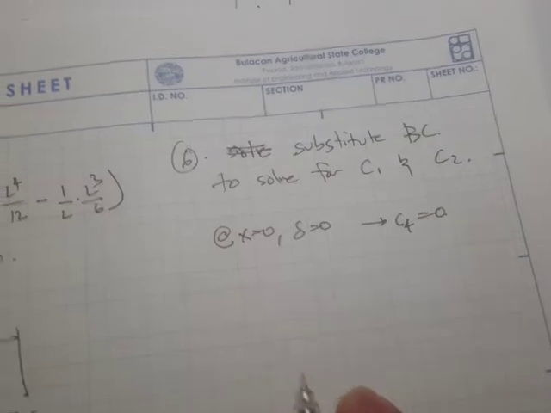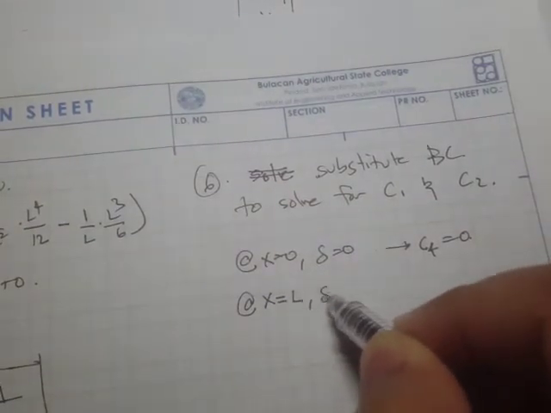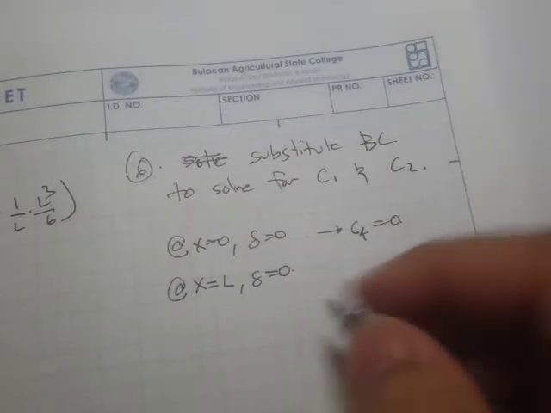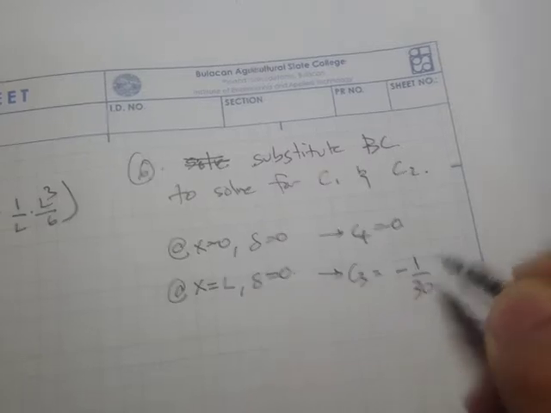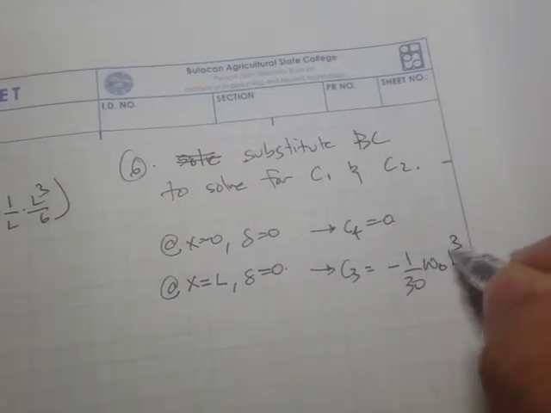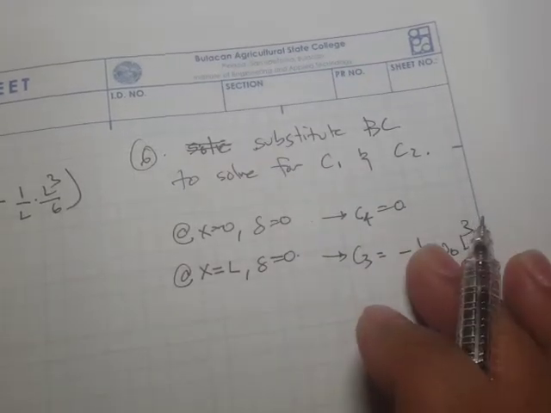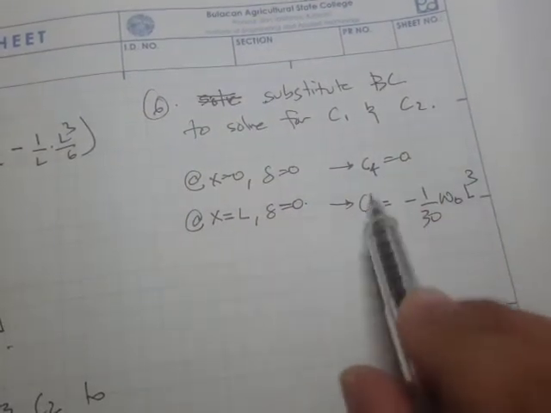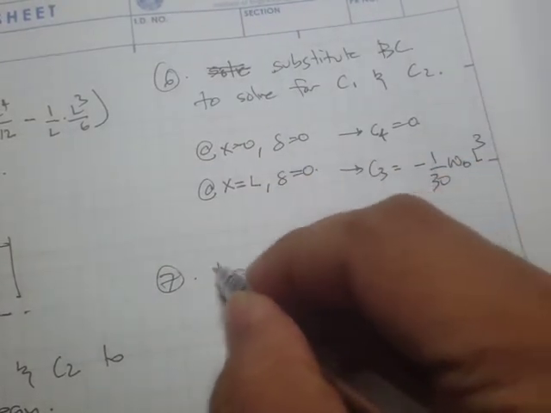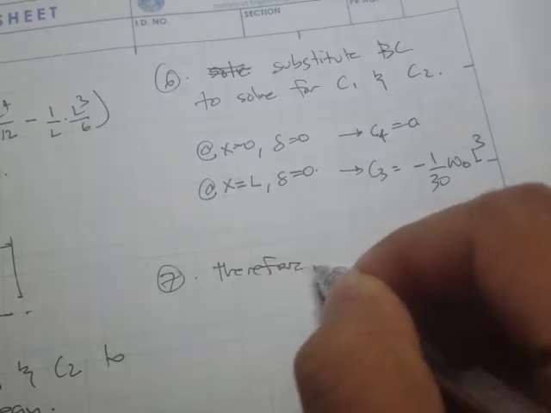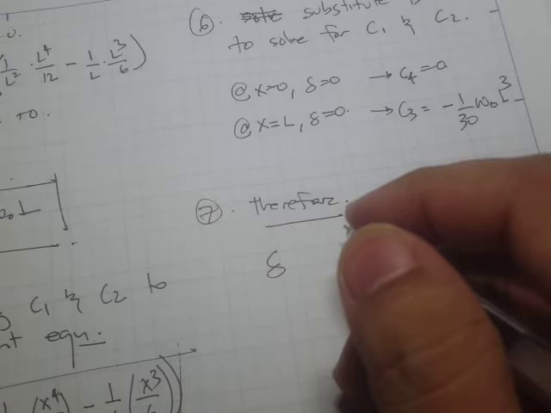And if we use another boundary condition at x is equal to L and the deflection is equal to 0, what we get is c sub 3 is equal to negative 1 all over 30 omega L cube. Okay, so that's it. After that, since we have C4 and C3, we can just write the expression for the deflection.